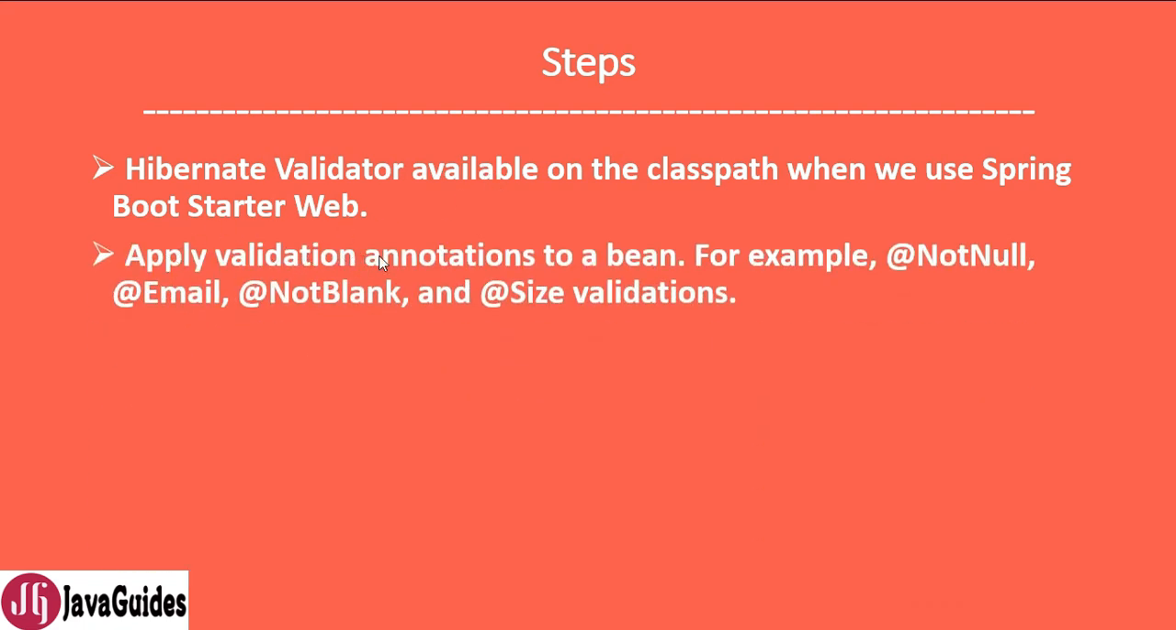And then we need to apply validation annotations to a bean, for example @NotNull, @Email, @NotBlank, and @Size annotations. These are the validation annotations that are provided by the Bean Validation API and Hibernate Validator. So we need to add these annotations in order to validate bean fields.